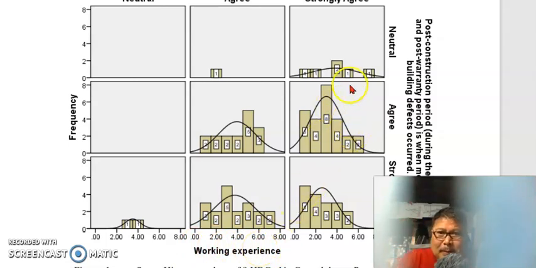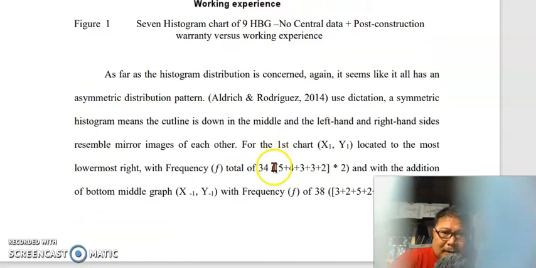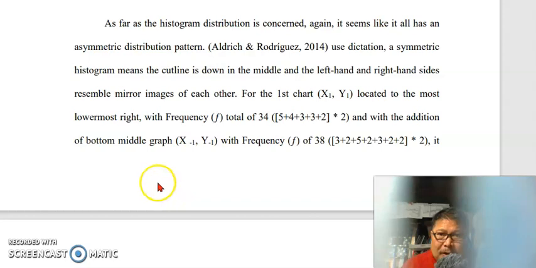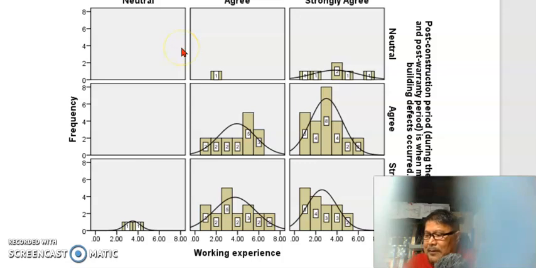And in here you can see on the tables, especially these 7 tables, it is just like a good bell curve, most of it. As far as the histograms and the distribution are concerned, it has a pattern here: a symmetric histogram, with the cut line down in the middle, and a bit to the left and to the right resembles a mirror image.